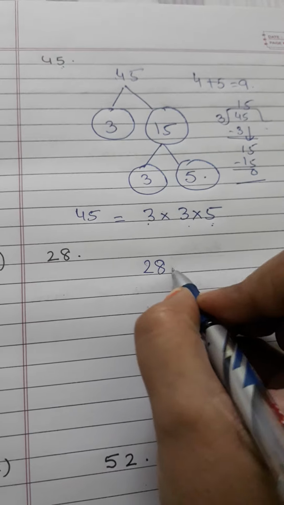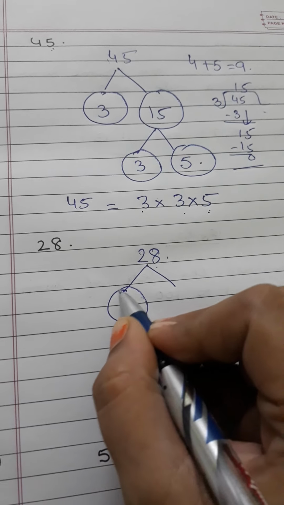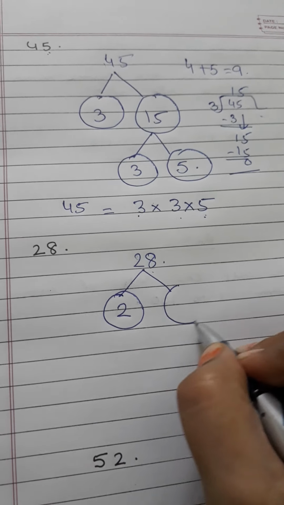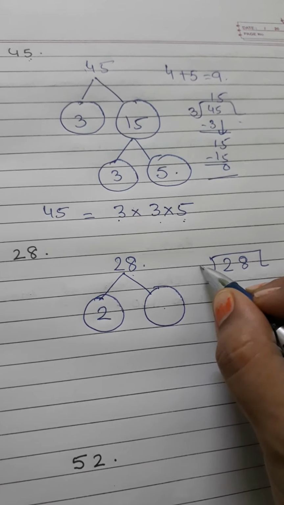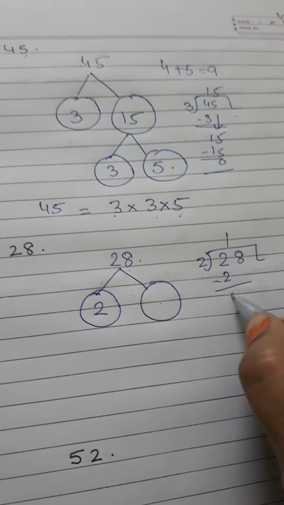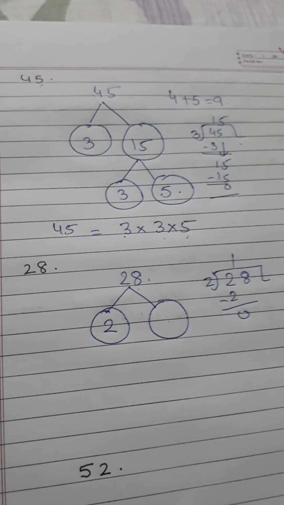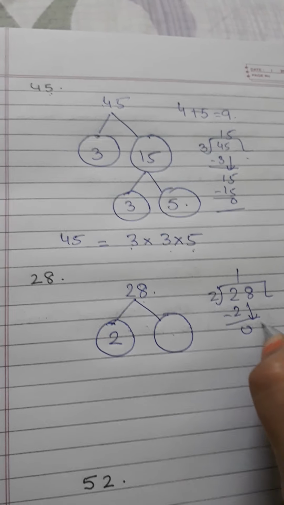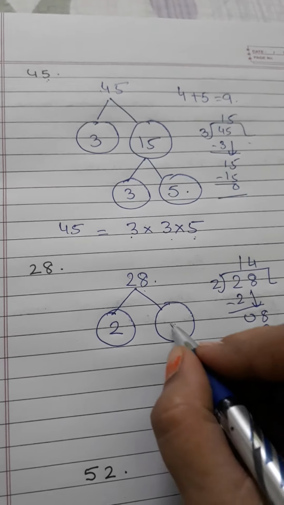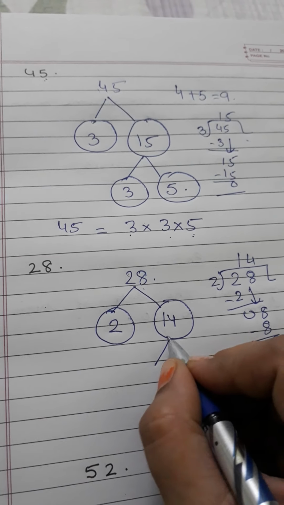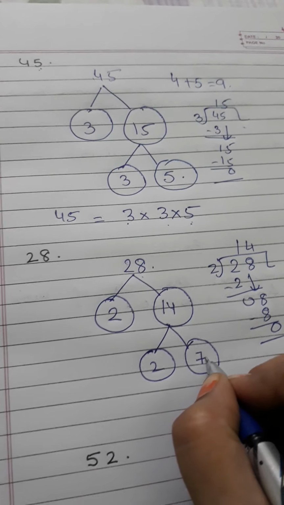Next it is 28. The last digit is 8. It means it will be divisible by 2. So 2 will come here, and what will come here? We can divide and check. 2 ones are 2 and 8 is there. 2 fours are 8. So what will come here? 14. Again 14 is divisible by 2 when 2 sevens are 14.